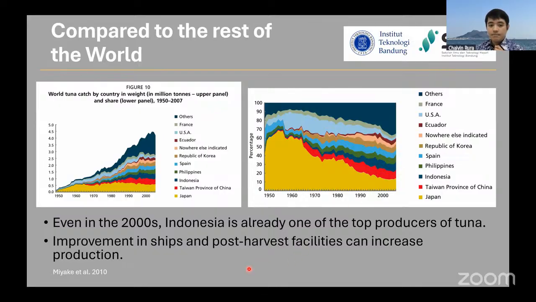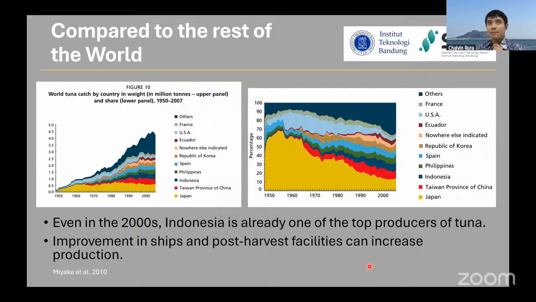But yeah, the sudden increase in tuna production is not because we don't have stock. Compared to Japan, you can see that in Japan there's a decreasing trend in tuna production. But for Indonesia, we have a very high potential to increase our production because our technology is still outdated compared to the rest of the world.